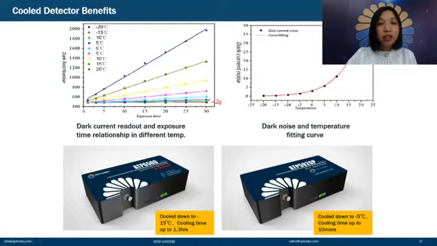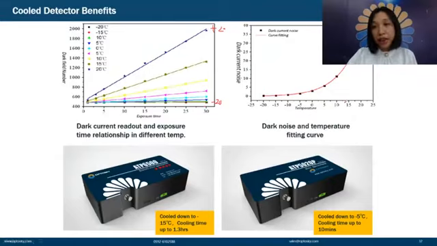So if it is cooled to minus 20, the dark current is also very low. However, at room temperature, the dark current is so high. So it has such a big difference in dark current.